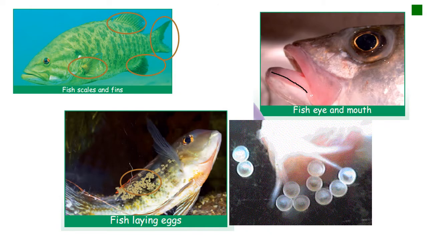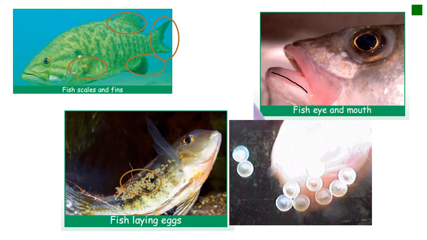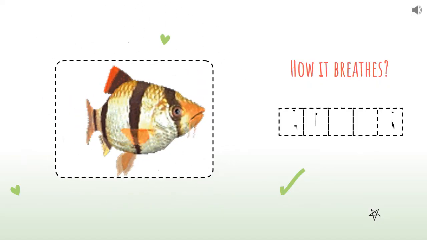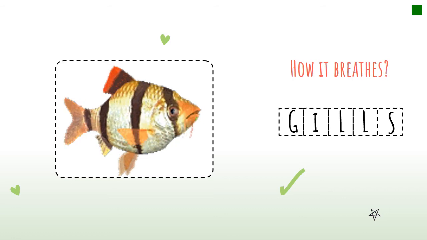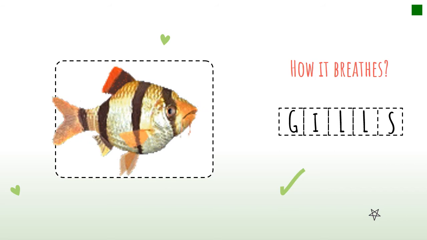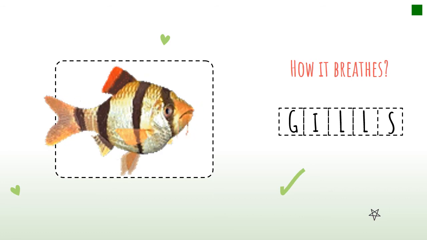Can fish live outside the water? No, fish cannot live outside the water. Let's take a look at this fish. It's moving using its fins and tail. But how does it breathe? Do you think it breathes using its gills, right? So a fish breathes using its gills.